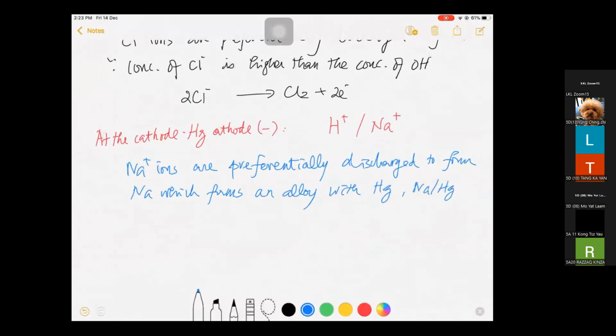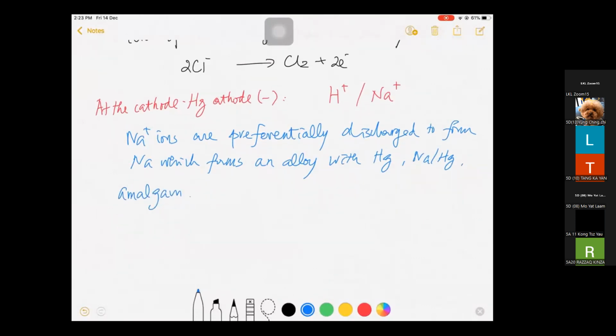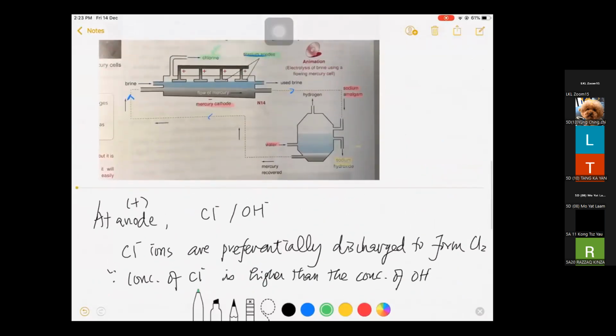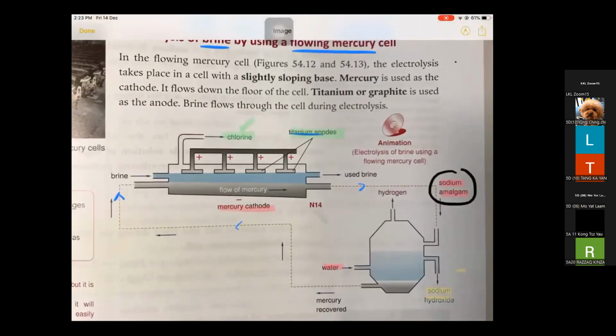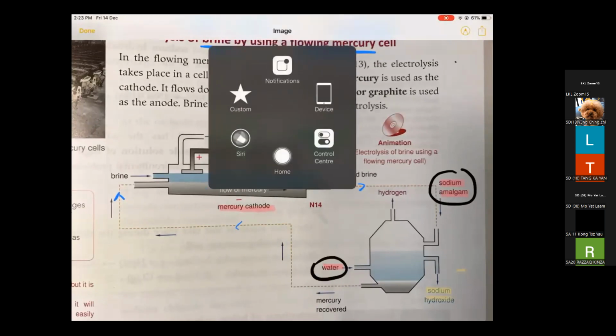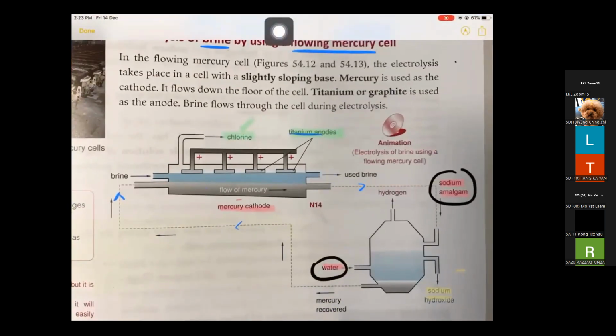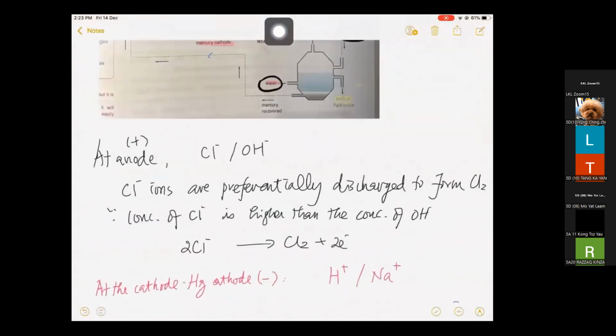This alloy is called amalgam. Okay? Remember, amalgam is not the final product. Look at the figure. Look at the red one. Sodium amalgam is injected into another tank. In another tank, water is added. Now, because water is added, what happened to the alloy?